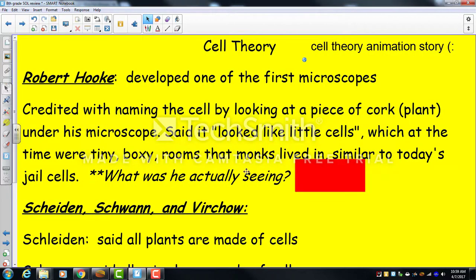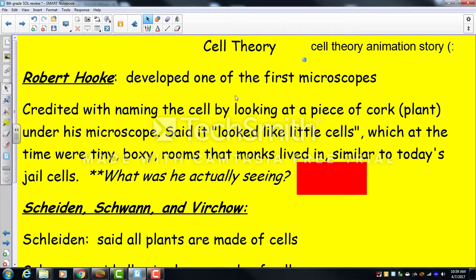Moving along, the cell theory. Okay, so Robert Hooke is a name that we need to know. Remember that, highlight that, check that off. Robert Hooke, he is one of the people that we credit with developing one of the first microscopes. The other name that we sort of put with the first microscope is a man named Anton von Leeuwenhoek.